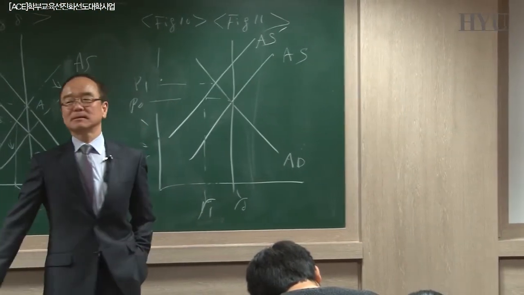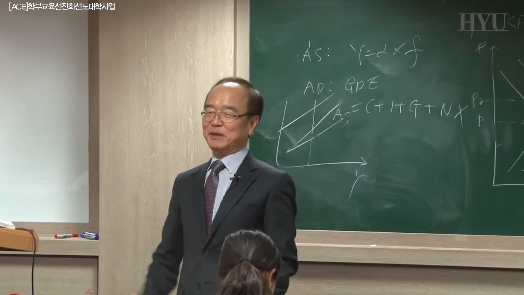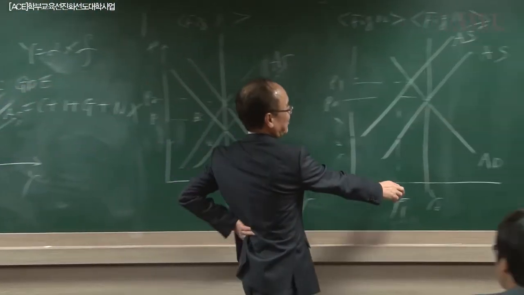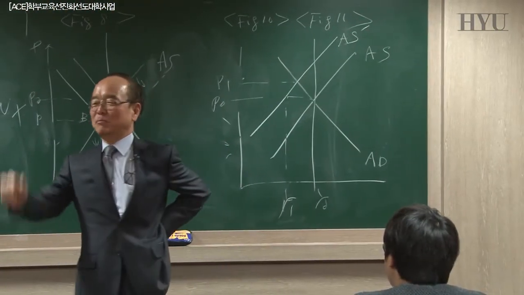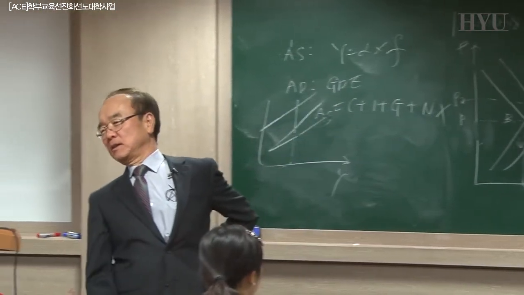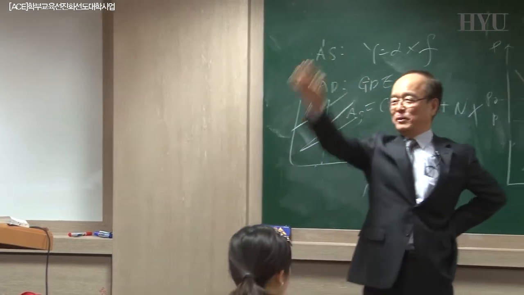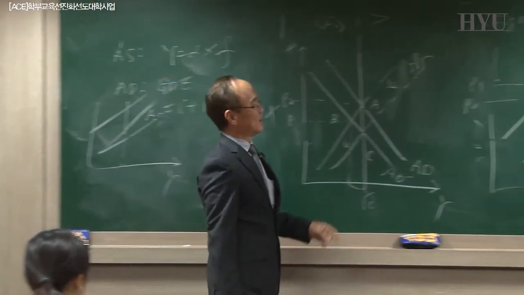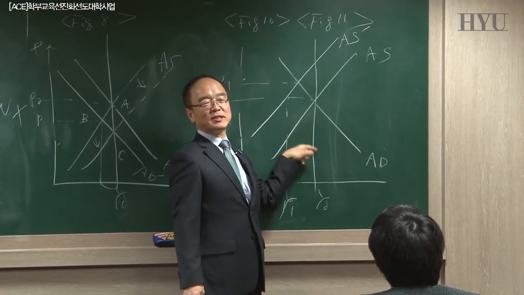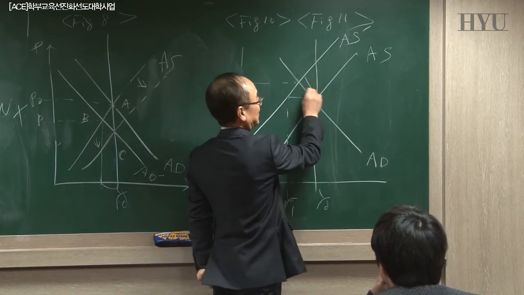Here again, the classical economist comes in. Don't worry, be happy. Same story. This is unemployment, and everybody will beat down wages, and prices, right? Then what will happen? This will shift back. Raw material prices falling down. Same story as I said. This will shift down.